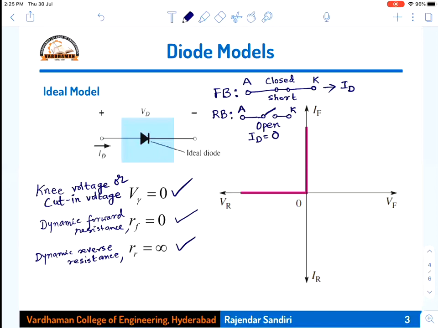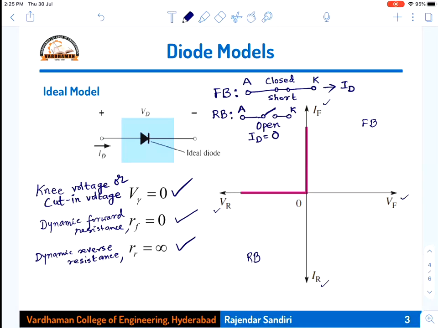Now, when you are drawing the VI characteristics for this ideal model, this is the plot here. Forward voltage is taken on the positive x-axis, forward current is taken on the positive y-axis, reverse voltage is taken on the negative x-axis, reverse current is taken on the negative y-axis. So the first quadrant is all about the forward bias condition, the third quadrant is all about the reverse bias condition. Already we have seen the practical diode VI characteristics in the previous class. Now we will see the ideal diode VI characteristics.